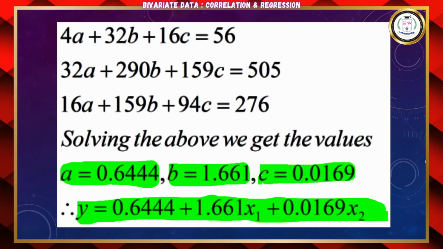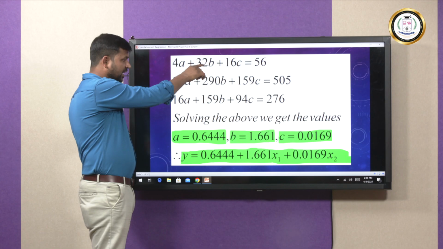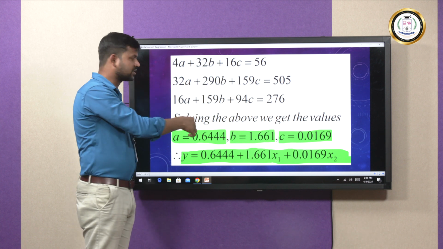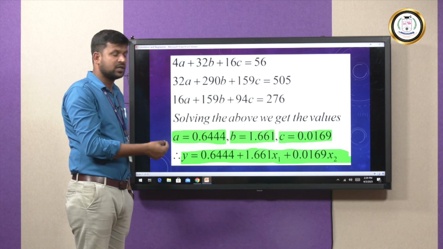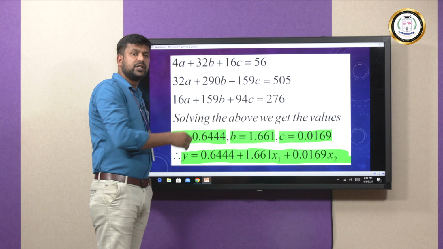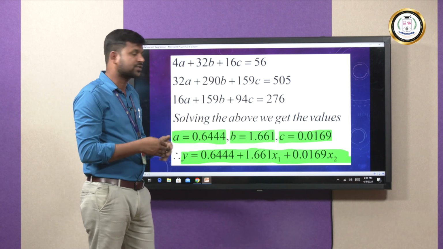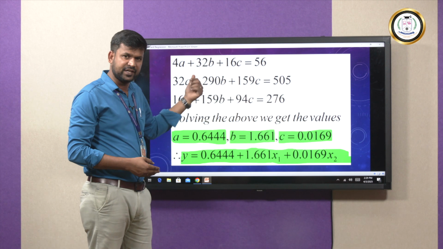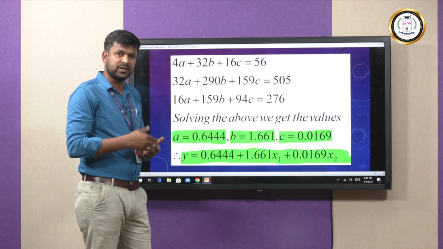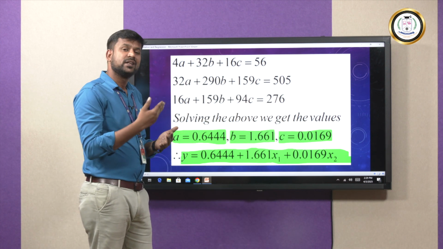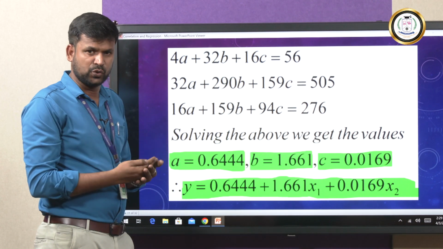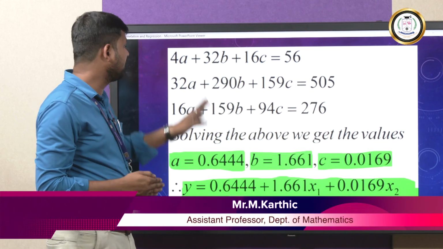Then substitute these data into the formula. The formula is nothing but the normal equations: 4a plus 32b plus 16c, which is equal to 56, and in the second equation you just substitute the values, and in the third you just substitute the values. Once we have done this, you can use any method to find ABC. You can solve the equations, or you can use the rank method. You can use any other method which is convenient to you.